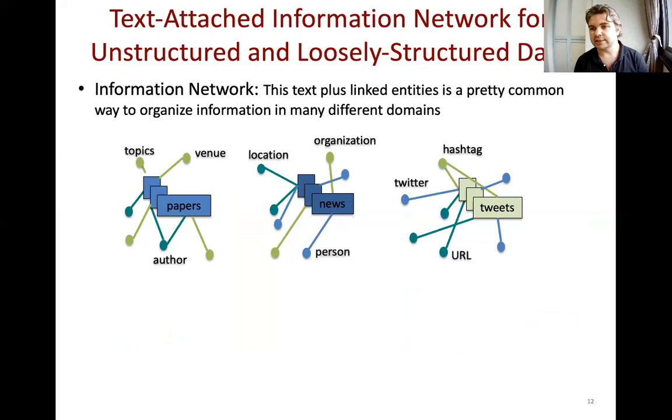So what are entities? There is a technology called named entity recognition, which is pretty much a text classification problem. If you have some text, for every word you can predict whether it's an entity or not an entity. And if it's an entity, you can also predict the entity type. For example, we have topic, venue, author, organization, location, person, hashtag, Twitter handle, URL, and many other things.